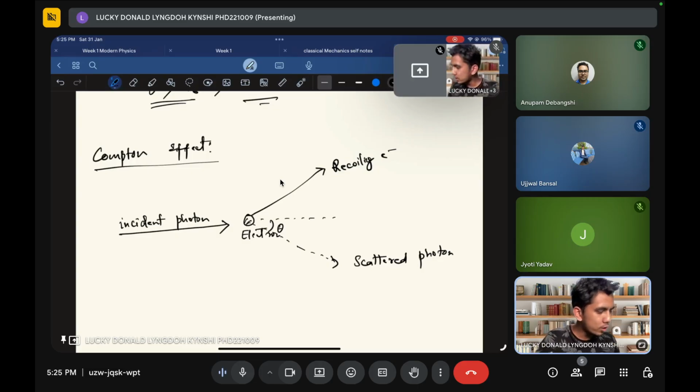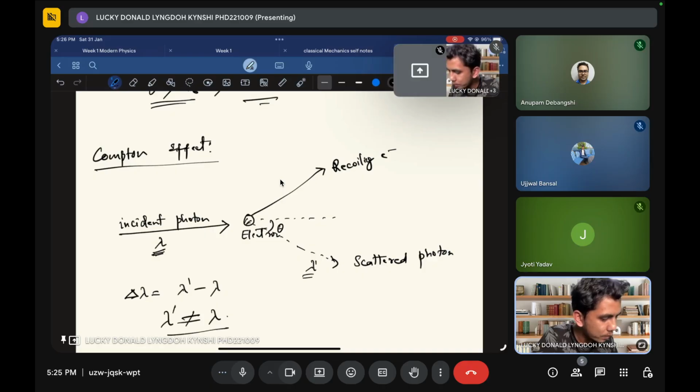Let's try to understand what happens. Suppose you have an incident photon of wavelength lambda, and your scattered photon will be lambda prime. So what is the observation of this experiment? The observation says that there is a difference between the scattered photon and the incident photon. That means there is a change of wavelength: del lambda is equal to lambda prime minus lambda, or lambda prime is not equal to lambda.